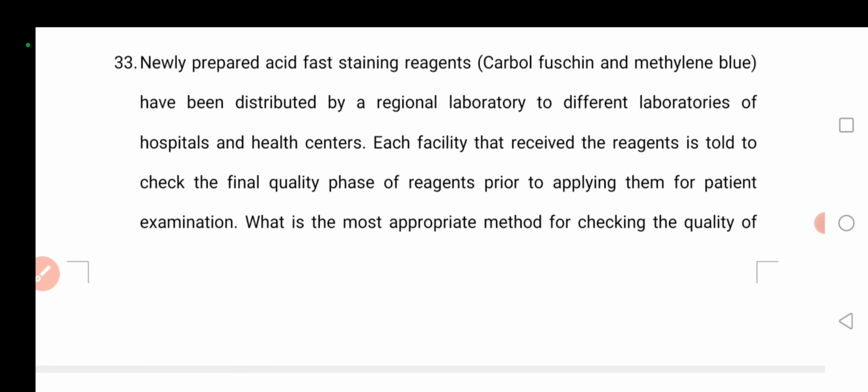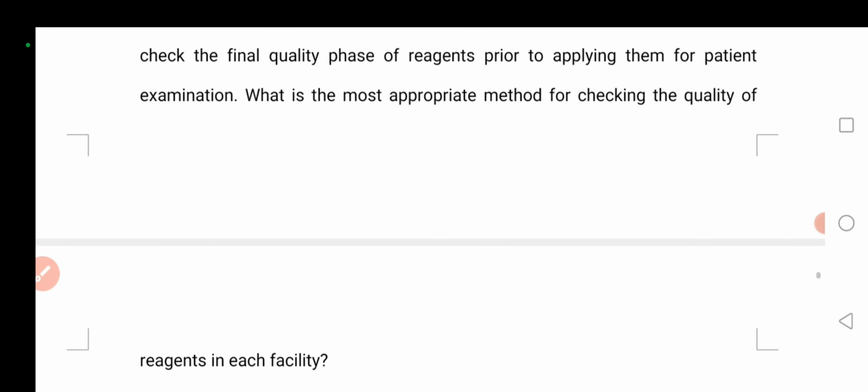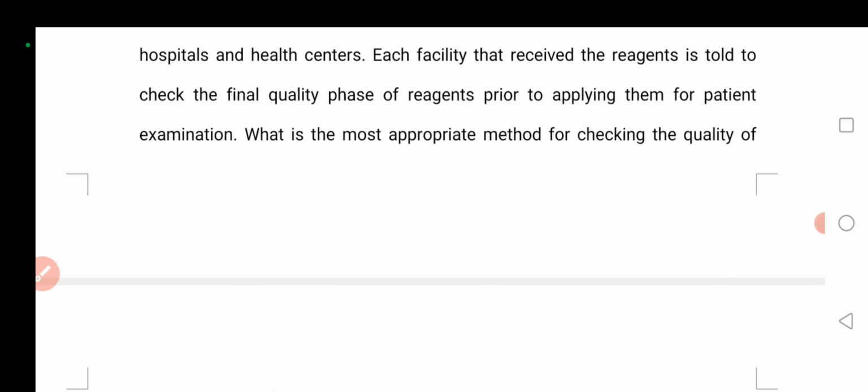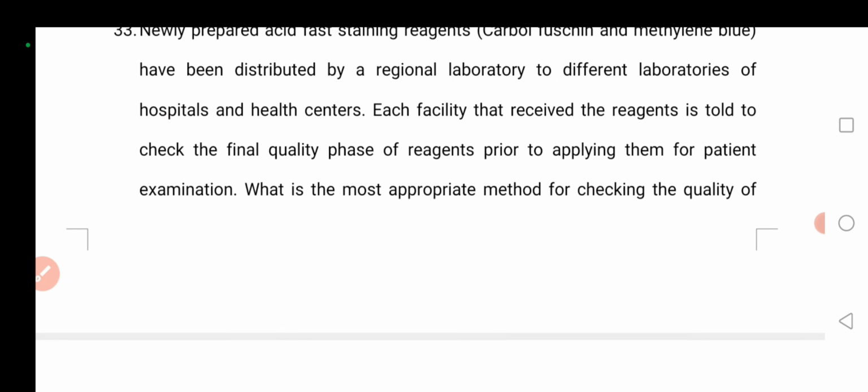Another question: newly prepared acid-fast staining reagents, carbol fuchsin and methylene blue, have been distributed by the regional lab to different laboratories. Each facility that received reagents is told to check final quality before applying to patient examination. What is the most probable method for checking the quality of reagents in each facility? The reagent has been distributed by the regional lab to district labs or to the health institutions below that level.